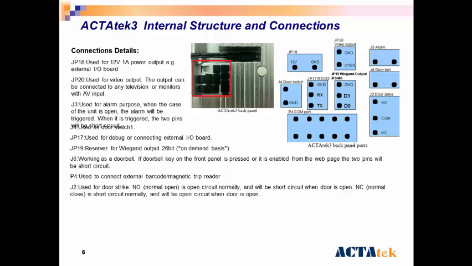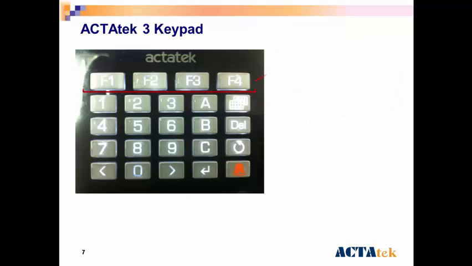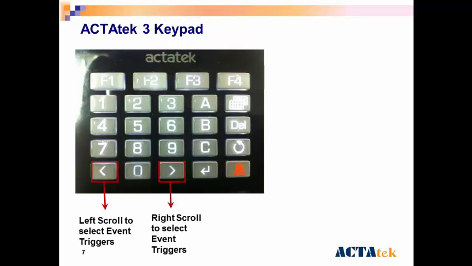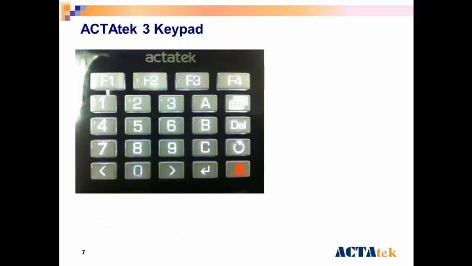This is the internal structure and connections. This is if you want to connect it to door switches. If you want to control the IO controller, these are the outputs, the connection points. This is the keypad. This is your admin login. If this is connected to a doorbell, this is the enter key. There's a left scroll and right scroll, and this is the T9 keypad.